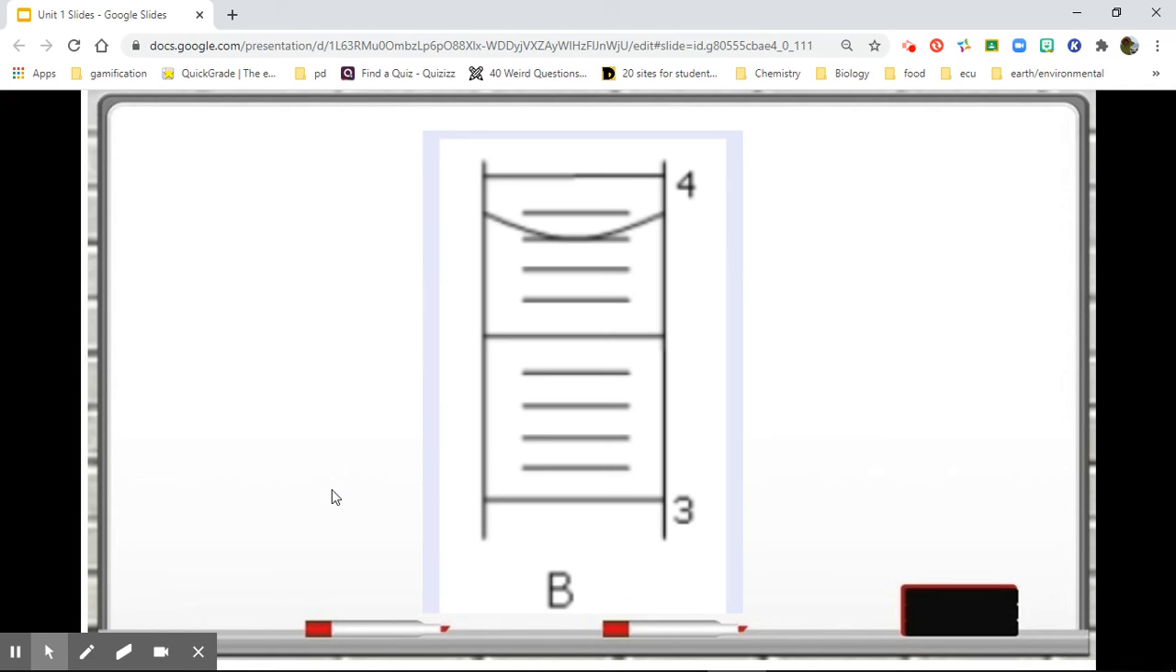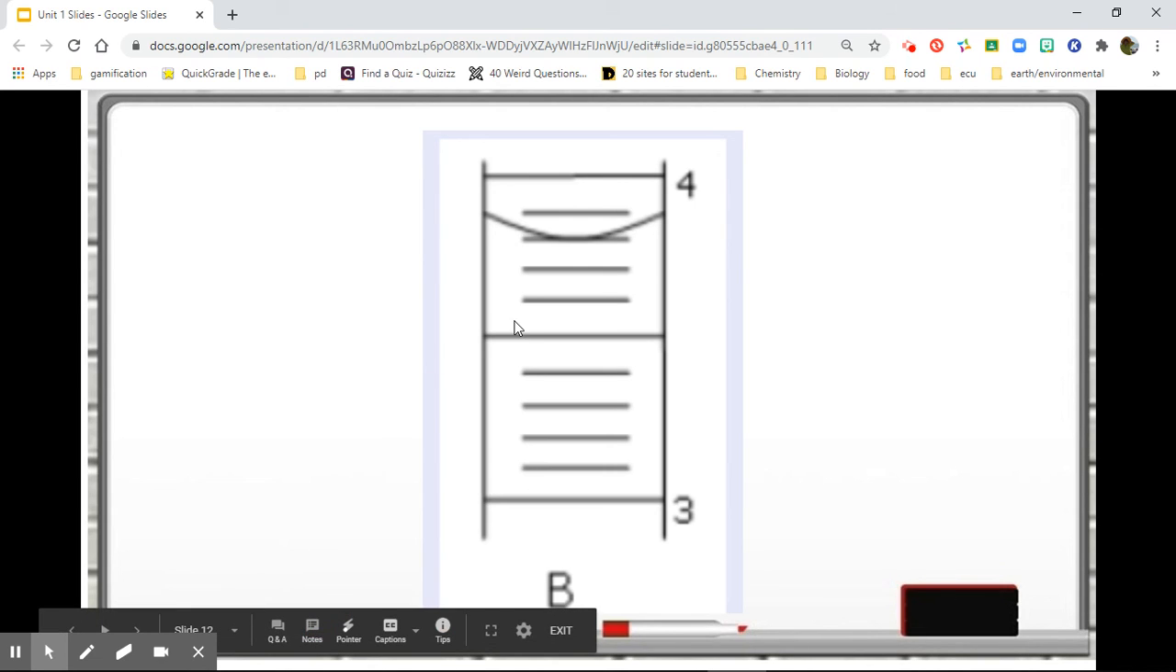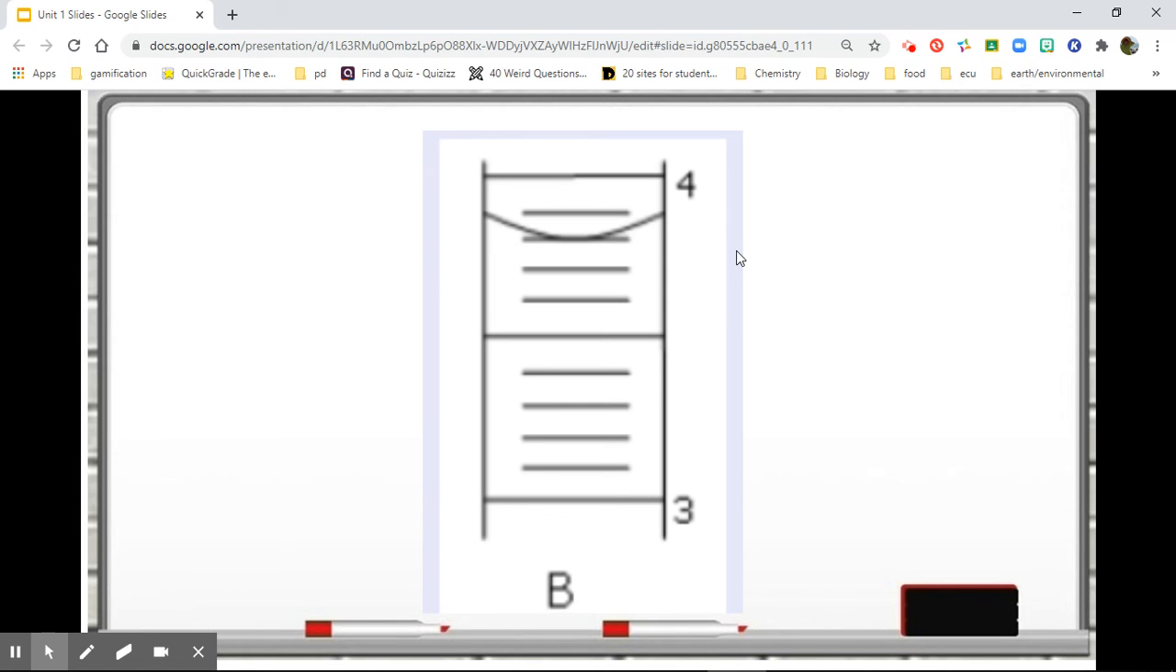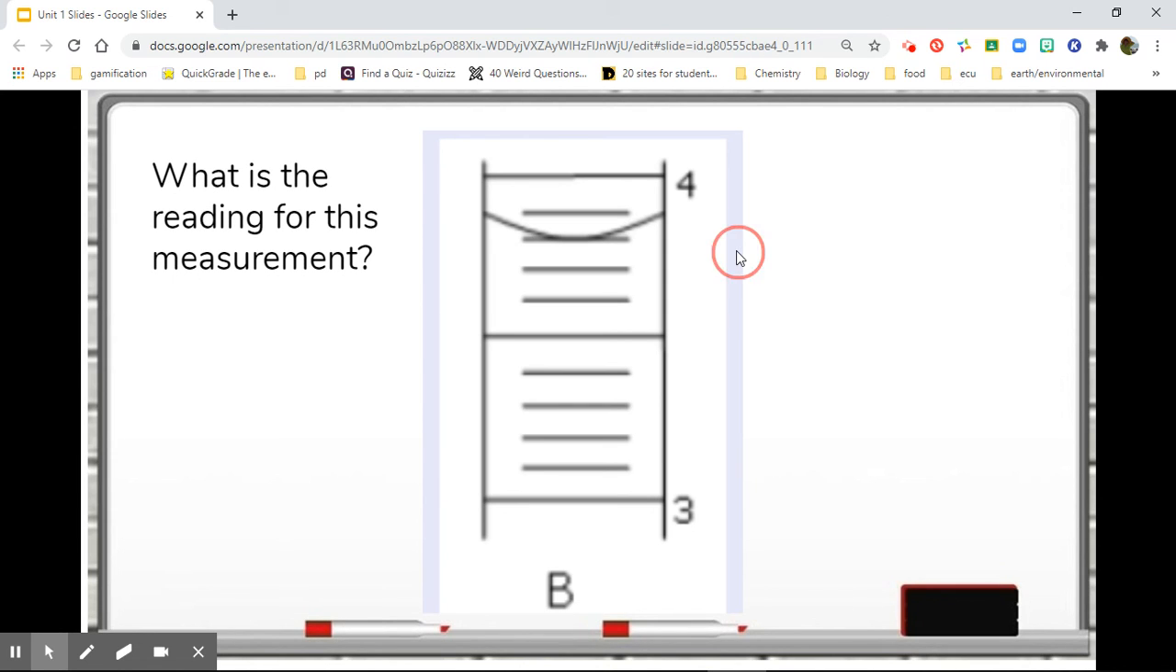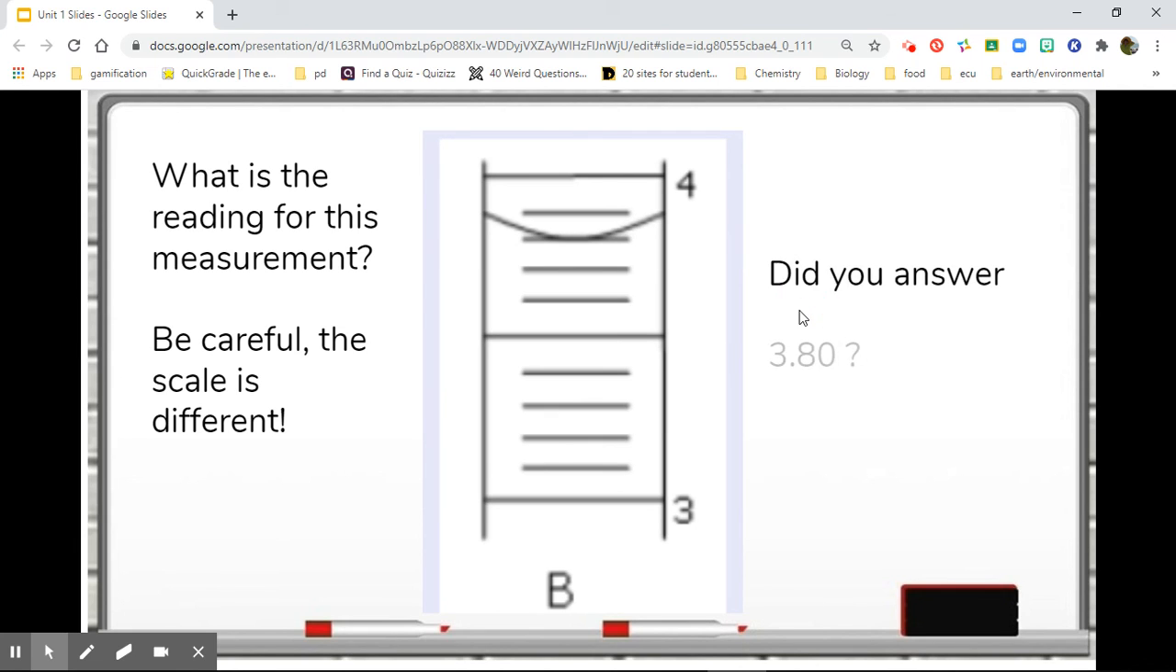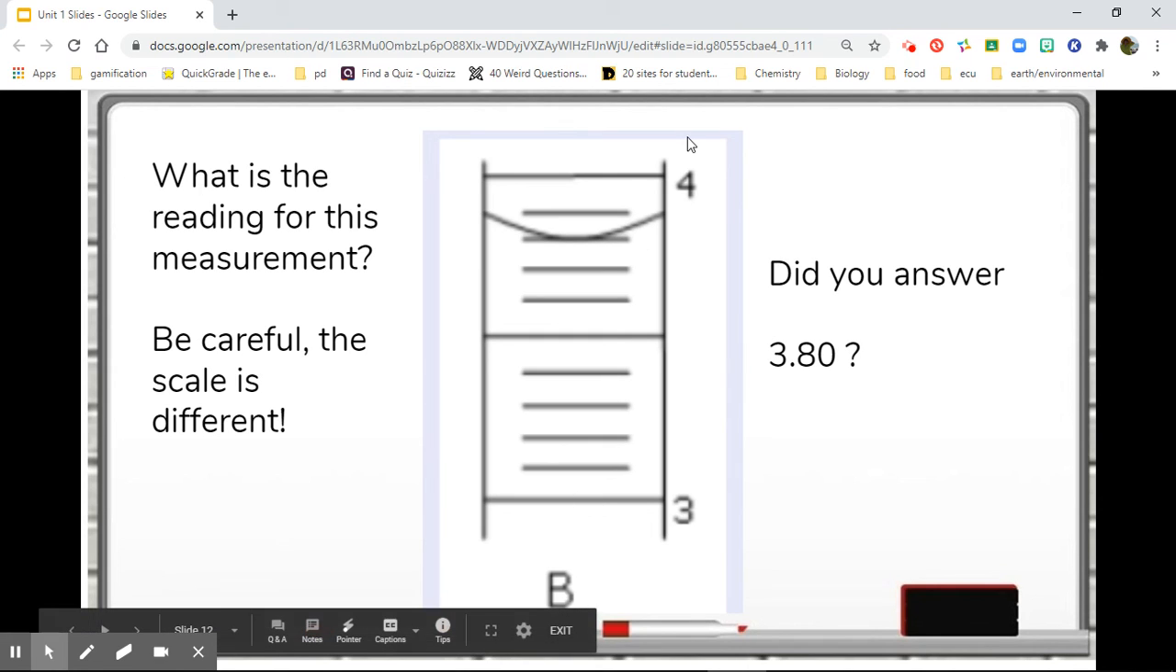Let's try another one. So again, first you got to check out your scale. And I got 3.80 because it's right on the line.